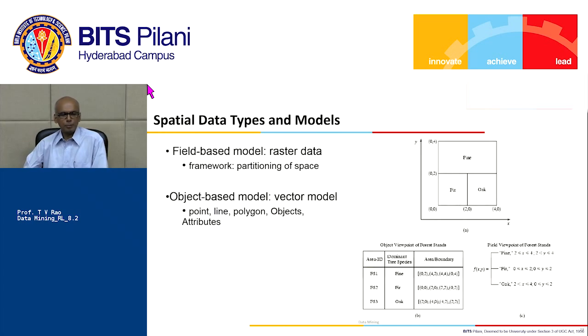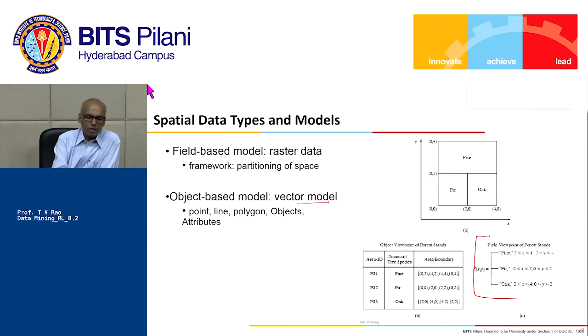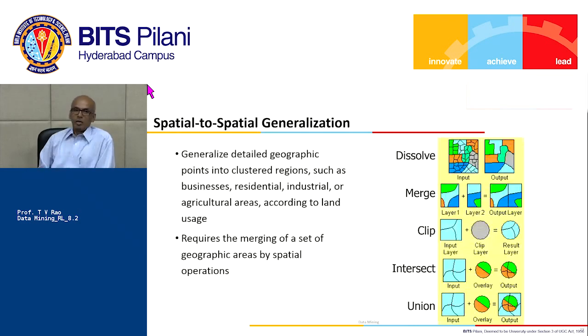And we can represent the spatial data in the form of, let's say, for example, here we are doing a partitioning of the space using data which is representing, let's say, these three types of forest: pine forest, fir forest, and oak forest. We are saying each one of them we are representing using the x and y. So essentially each one is represented as a function of x and y. But we may have an object-based model where each element is represented as a vector. So it can be a point or a line or polygon or any other attribute which we represent in the form of a vector.